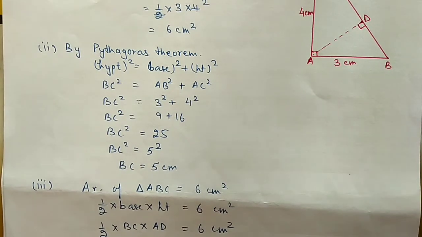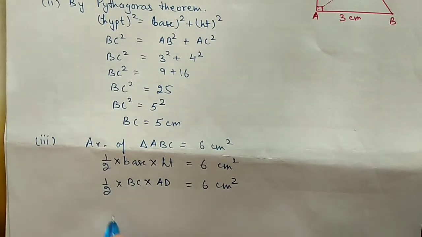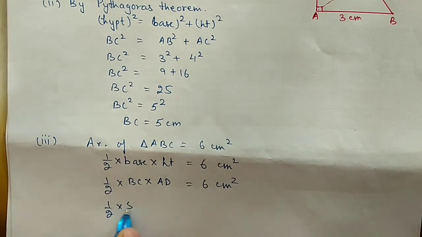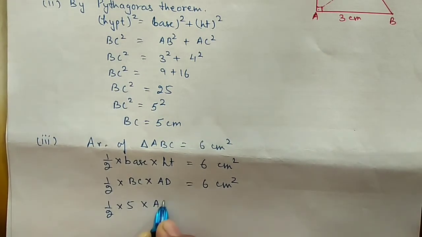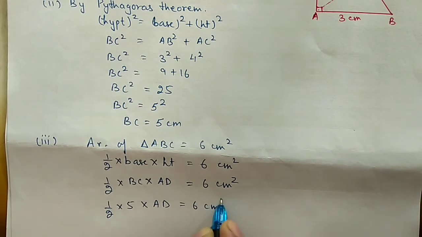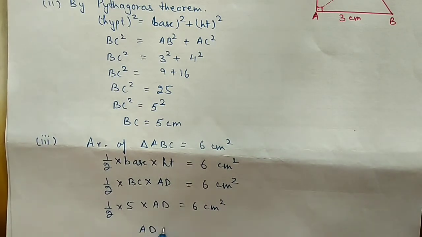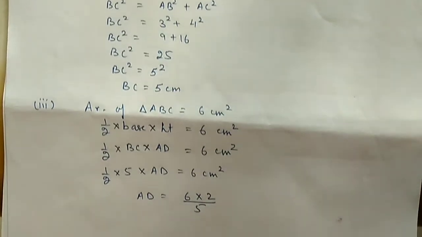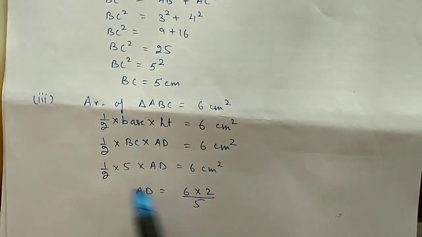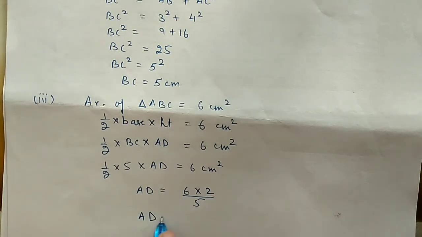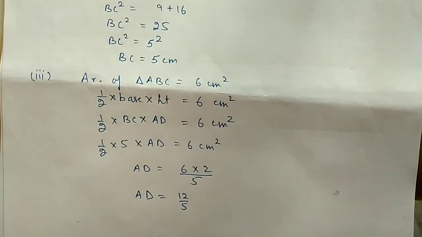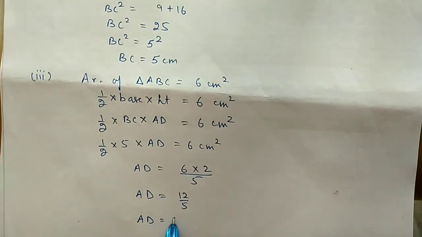Now we will substitute values. BC, already we have calculated, 5 centimeter into AD is equal to 6 centimeter square. So AD is equal to 6 into 2 divided by 5. 2 and 5 we will shift to the other side, 2 will go for multiplication, 5 will come for division. So AD is equal to 12 by 5, which we can write as 2.4 centimeter.